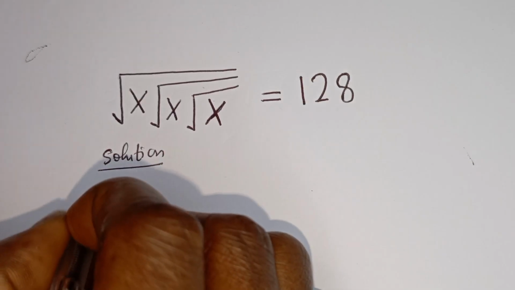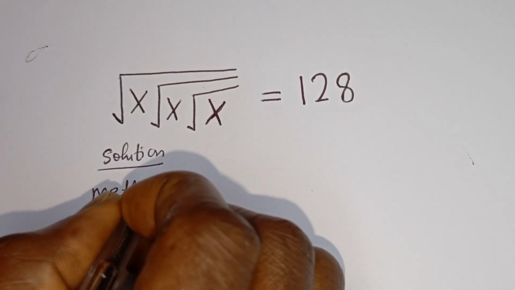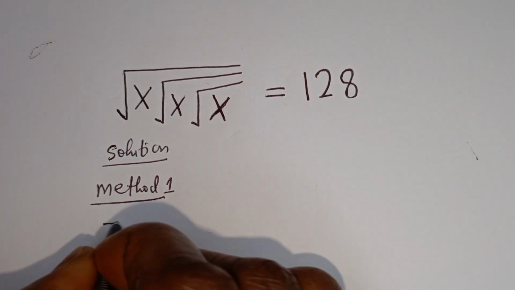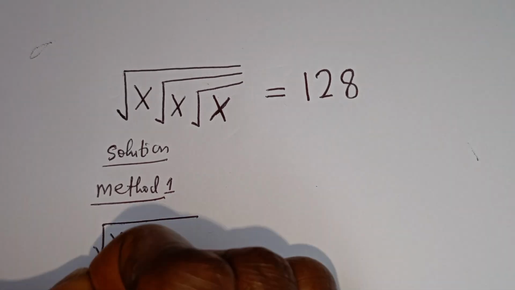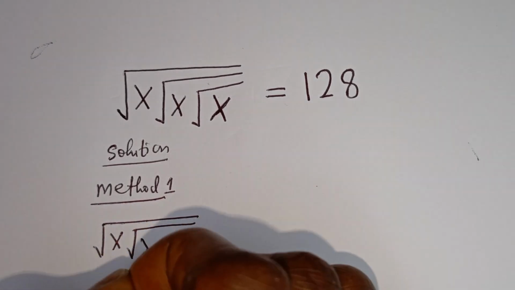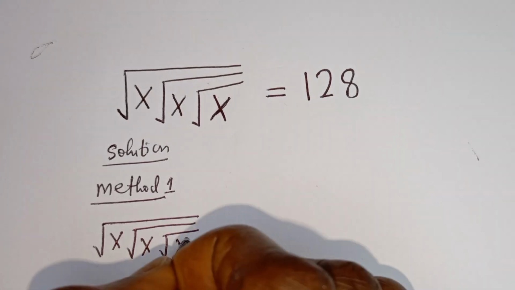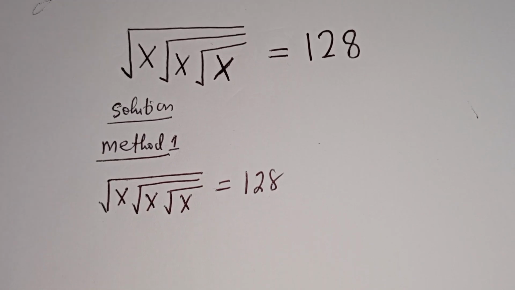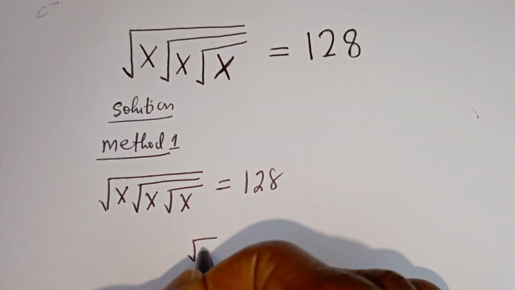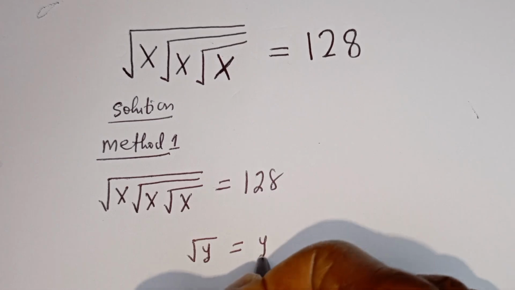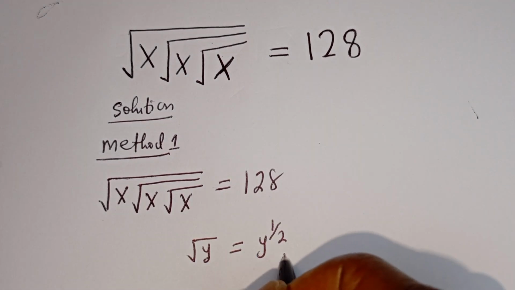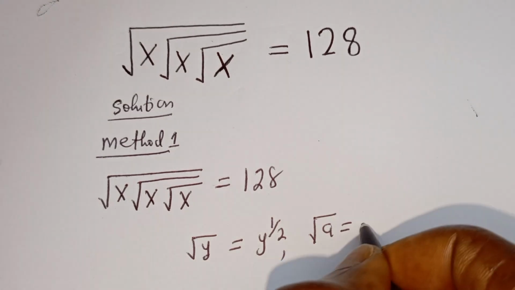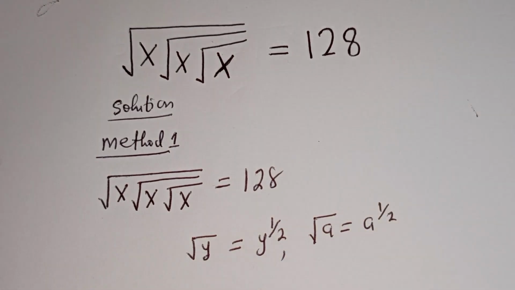Let's consider the first method, called method 1. Now we have square root of s, square root of s, square root of s is equal to 128. Then take note of this: if you have square root of y, this is equal to y to the power of 1 over 2. And if you have square root of a, this is equal to a to the power of 1 over 2.